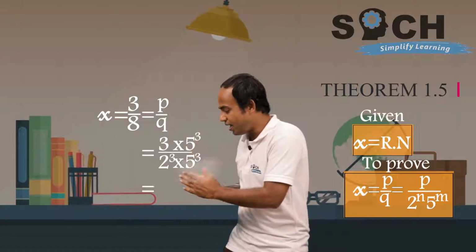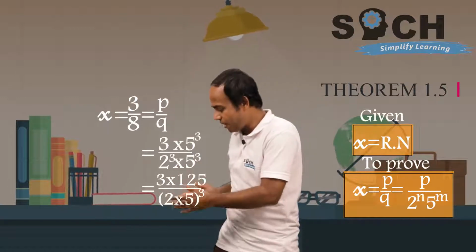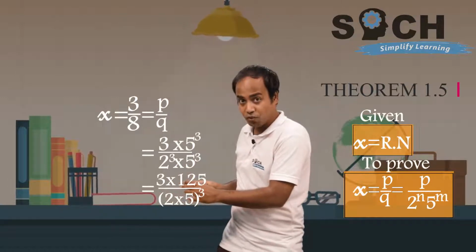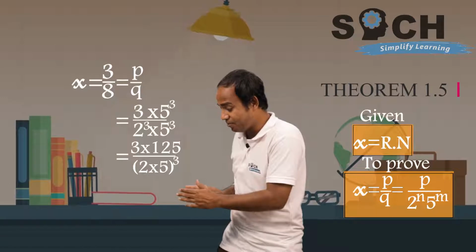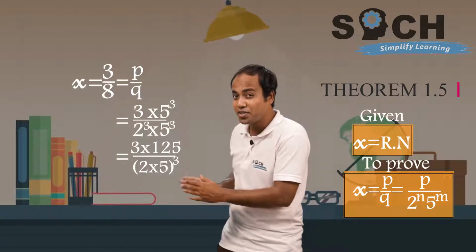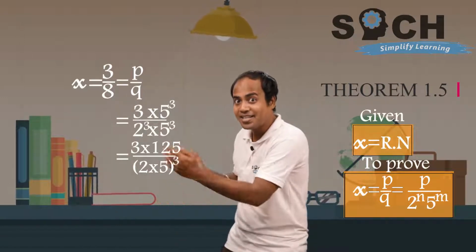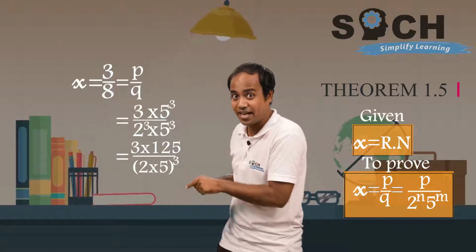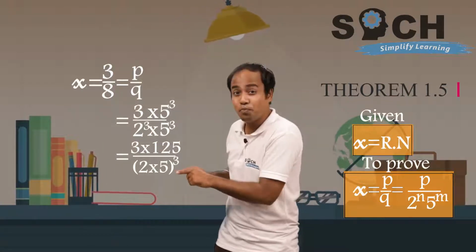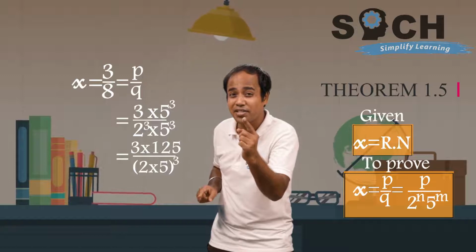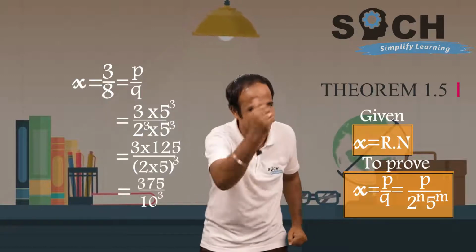Next, 3 into 125 on top and below 2 cube into 5 cube, which is nothing but 2 into 5, the whole cube. This below is the denominator, that is q, and above, 3 into 125 is nothing but, yes, 375.